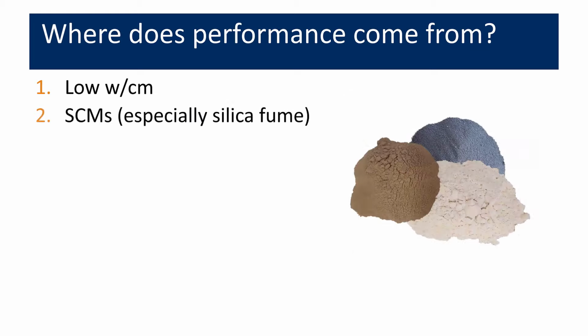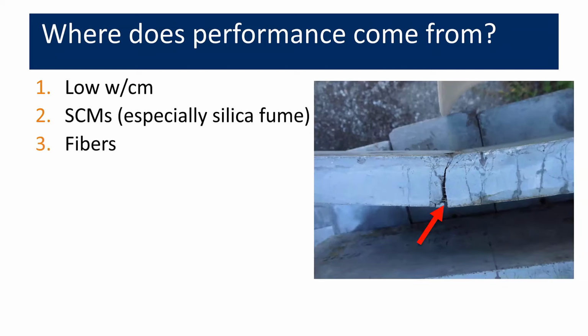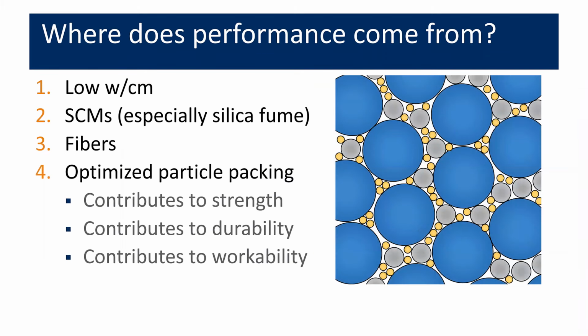It also comes from the use of supplementary cementitious materials, or SCMs, in particular silica fume, which is a very fast reacting material. The silica fume and other SCMs that are present can produce additional hydration products that make the concrete denser, stronger, and more durable. As John alluded to as well, the fibers are going to contribute significantly, in particular to the ductility and post-cracking strength of the material. But really what it comes down to is that the performance of UHPC is going to be based largely on an optimized packing of particles.